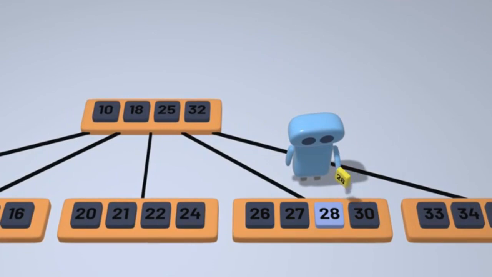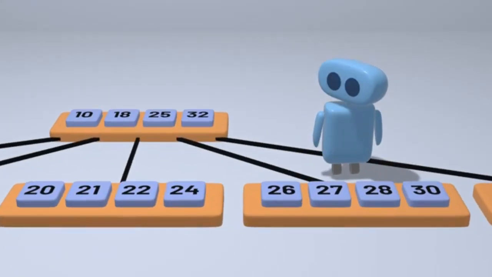Because each node branches in so many different directions, we cut down on the search space quickly, and we can find what we're looking for by checking far fewer nodes than a binary search tree would require.